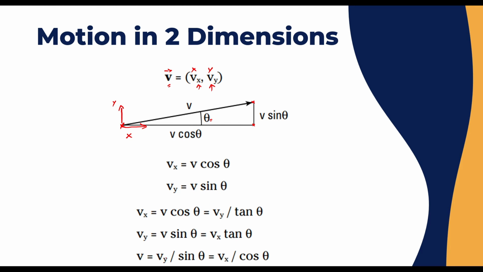And V can be Vy over sine theta and can be Vx over cosine theta. All of these are true, and you can use them based on the problem that's in front of you to be able to find the variable that you're looking for.